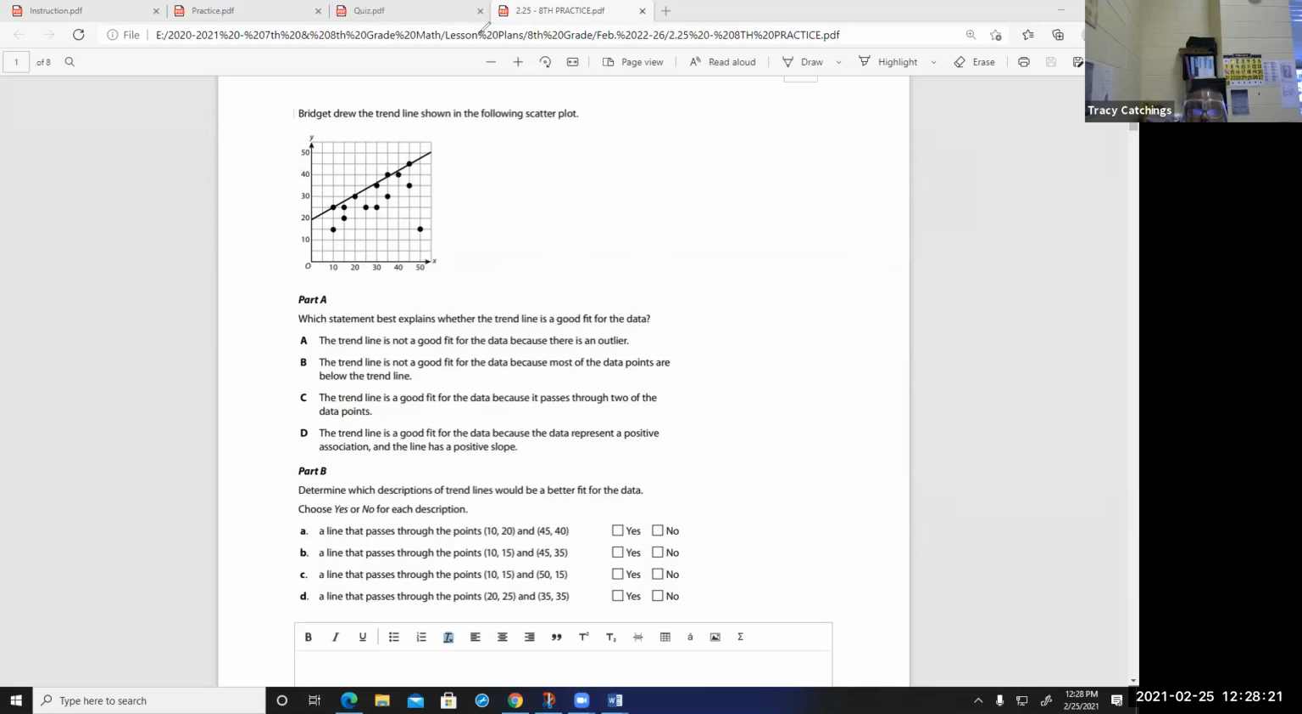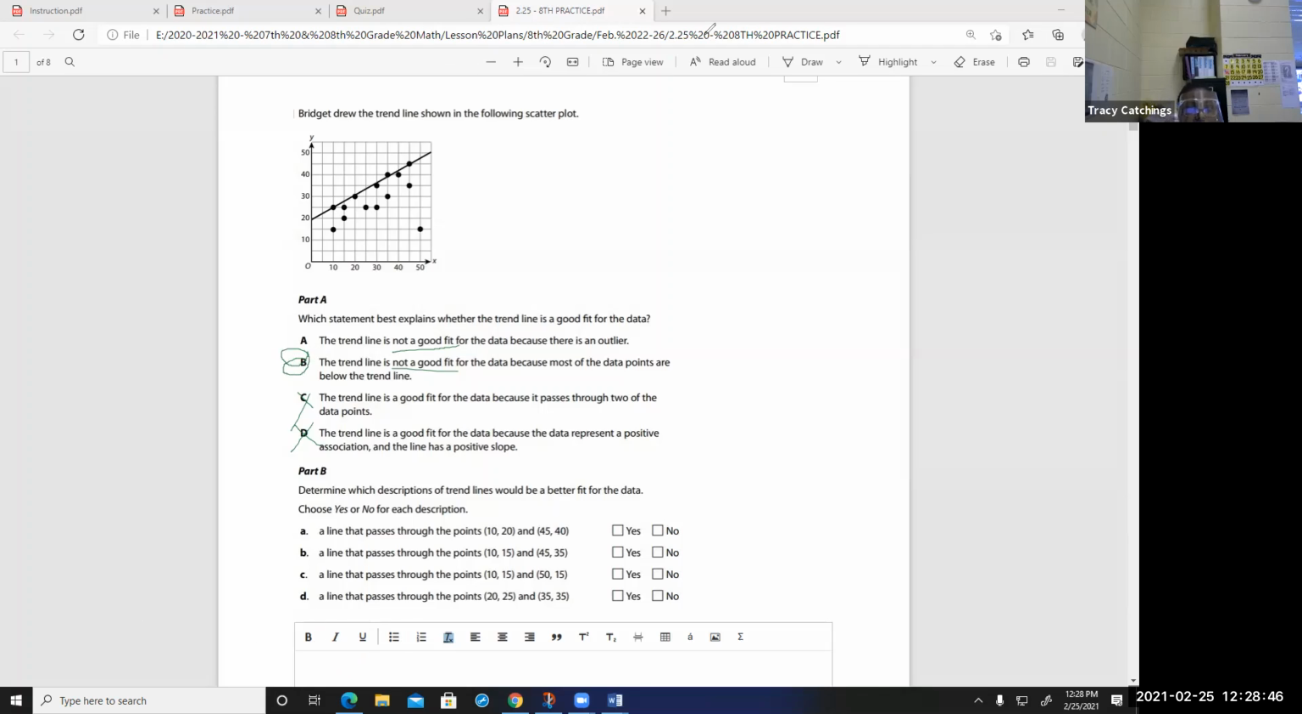All right, what do you notice about the points and this line? All right, good. So would it be a good fit or a bad fit? Good. All right, so look at A and B and see which one tells us why it was that bad fit that you said. Good job. So I say part A, B.